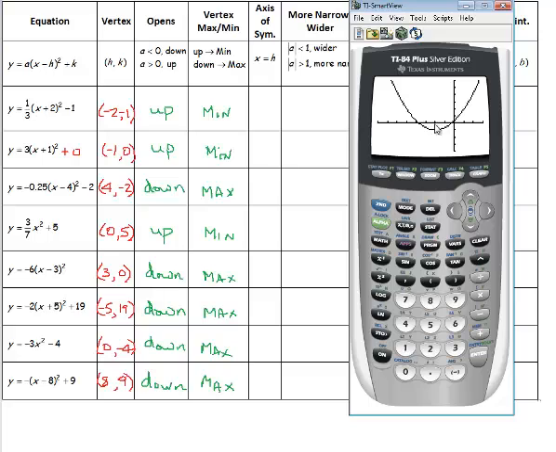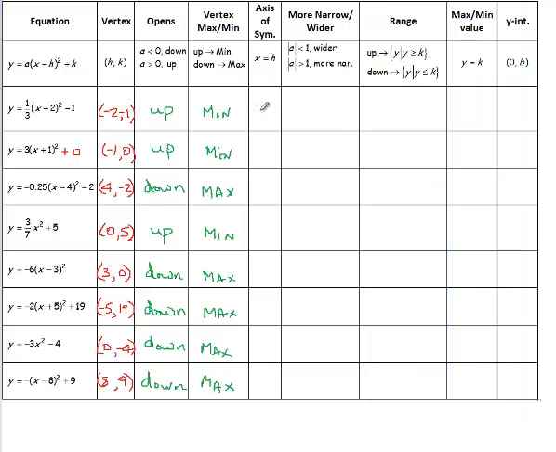Alright, I'm just trying to clarify. Look, it's negative 2, negative 1. See, the vertex, negative 2, negative 1. And it does open up, therefore negative 2, negative 1 is a minimum. The axis of symmetry is the line that goes right down the middle. Now I can't draw it on the calculator, but it's x equals, because it's a vertical line. It goes right down through the middle of the graph. So the axis of symmetry here is x.